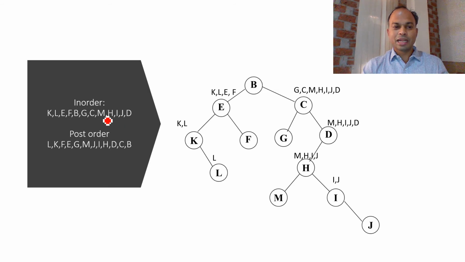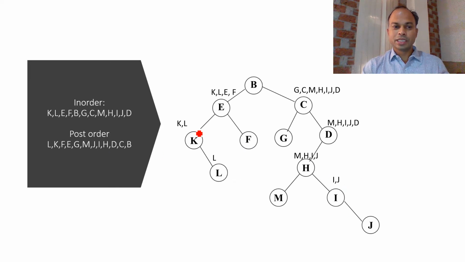Further we have to refer to the left subtree in MHIJ, and H is here our root, left hand side is here M. So we have found the left child, and similarly right child is here I and J. I and J is here right child. Now further we have to find out the root of I and J. We have to refer to the post order sequence.